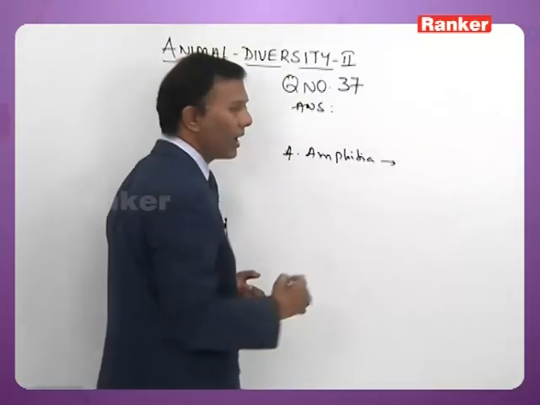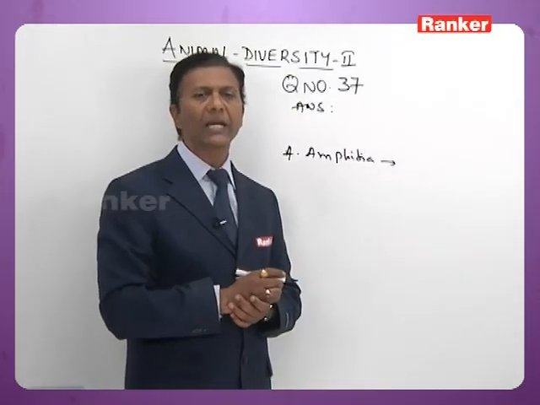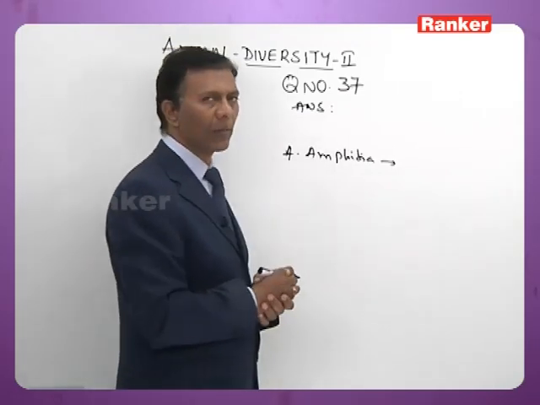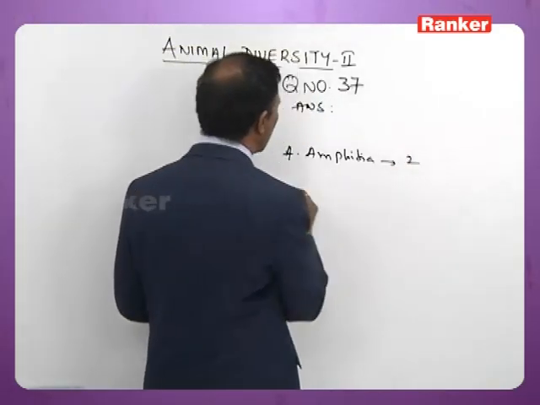Amphibia is given here now. Amphibians are first tetrapods among vertebrates. So second option is correct here now.